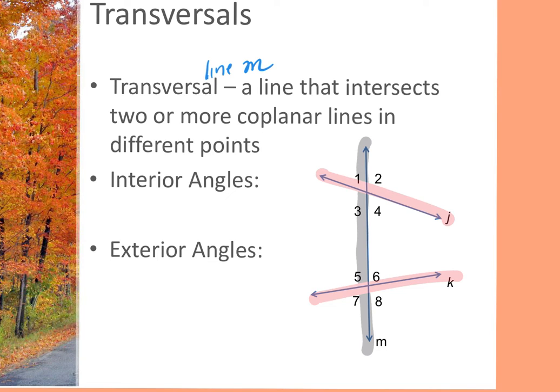The interior angles are the angles in between the other two lines. So in this diagram, angle 3, angle 4, angle 5, and angle 6 are your interior angles. They are in between the intersected lines. And then the exterior are the ones on the outside of those two lines. In this case, it's 1, 2, 7, and 8. Again, think interior in between, exterior on the outside.